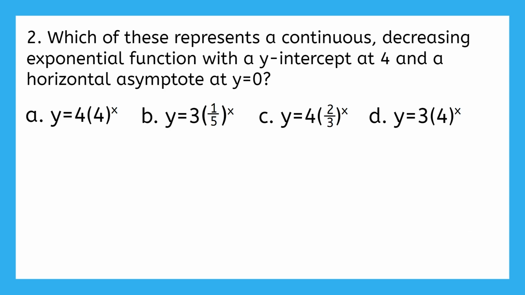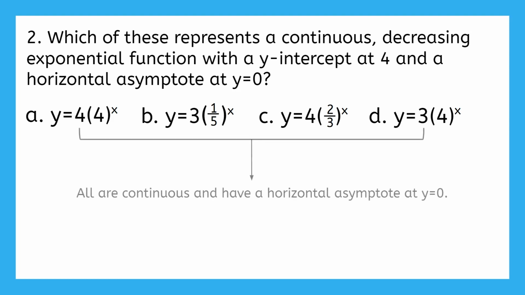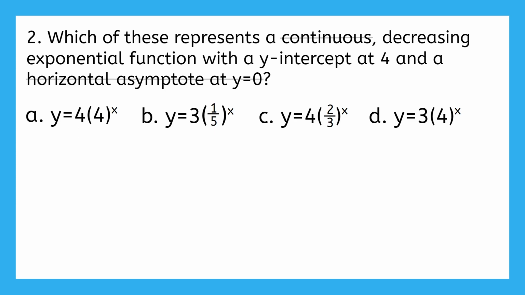Okay, let's see how you did. Firstly, I noticed that not all of the attributes listed in the problem will actually help us choose the right function. Which of these details are not useful? Well, we have 4 exponential functions here, and they're all going to be continuous and have the same horizontal asymptote at y equals 0. So those details just don't help us narrow down our options.